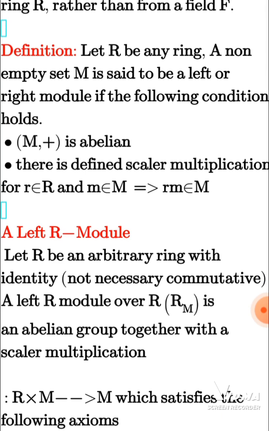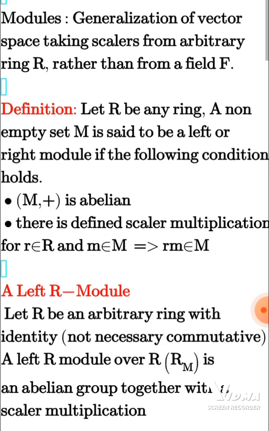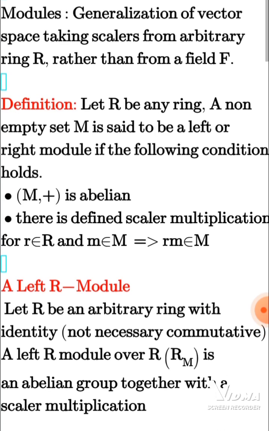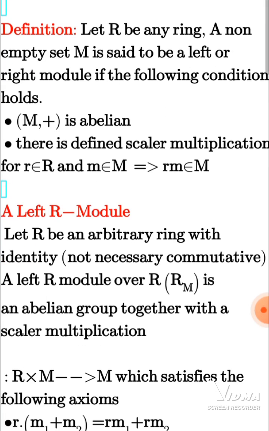So if the following conditions hold, that is, M plus is abelian, and there is a defined scalar multiplication for r in R and m in M. Now the defined scalar multiplication is actually from a ring and not from a field. So that is it for the definition of a module. Now a left R module: let R be a ring with identity. Now it is not necessarily commutative. Why? Because we are defining a left R module, so commutativity is not essential.